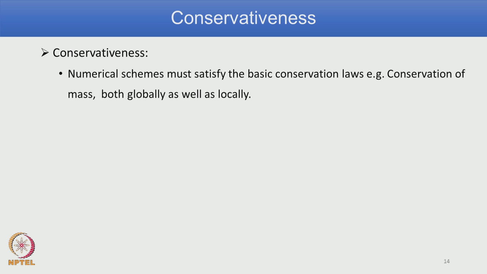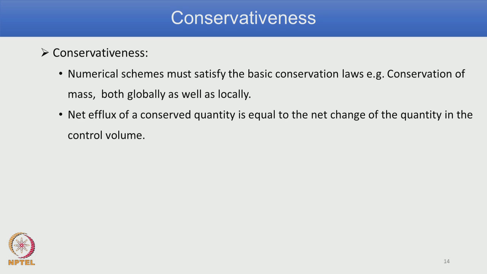So, conservativeness: the numerical scheme must satisfy all the basic governing equations. Whatever equation we have taken, all the governing equations are derived based on some conservation laws. So, for example, continuity equation is for conservation of mass, and momentum equation is for conservation of momentum and so on. So, any numerical scheme whatever you are following, because it is written for the governing equation, it should satisfy the basic conservation both locally as well as globally.